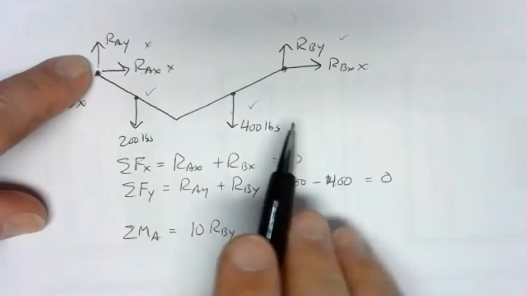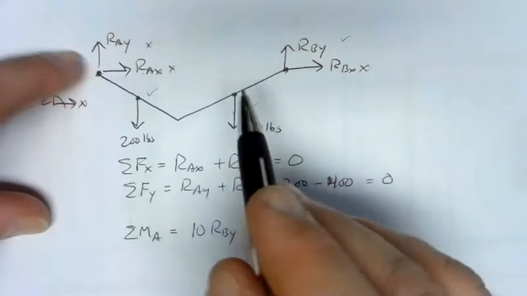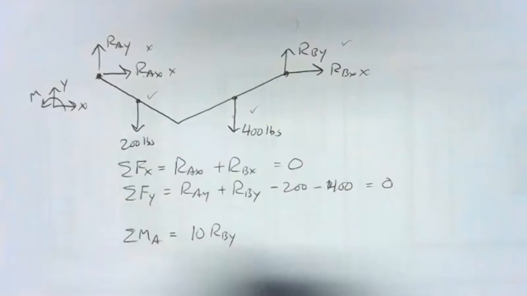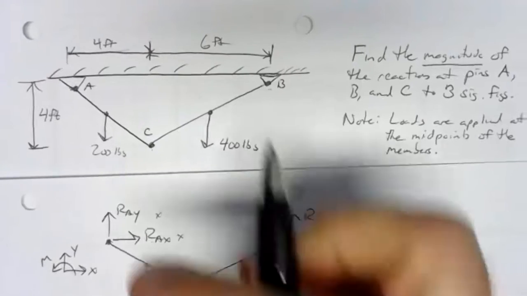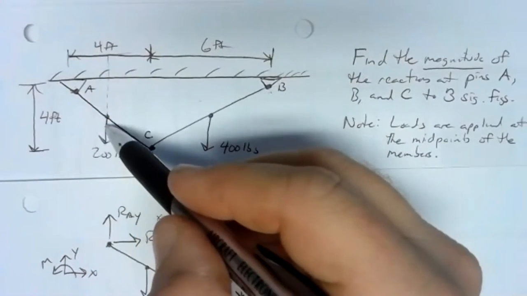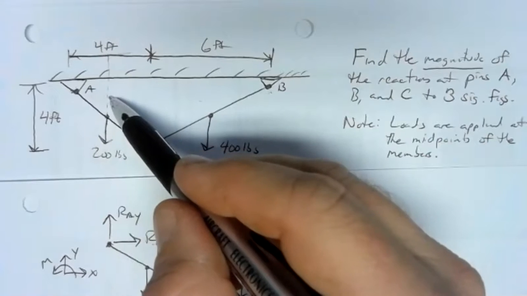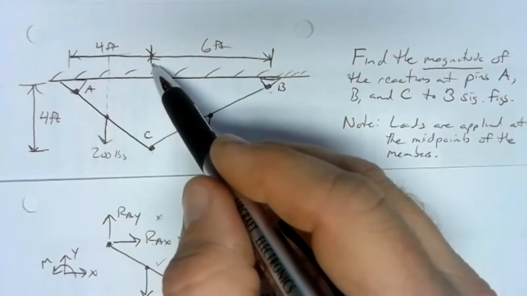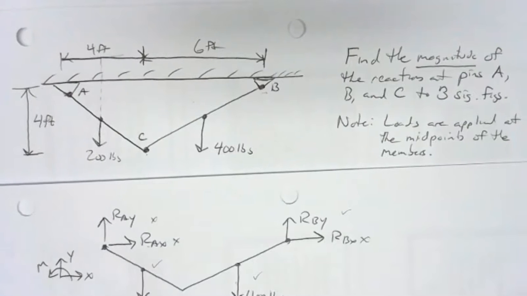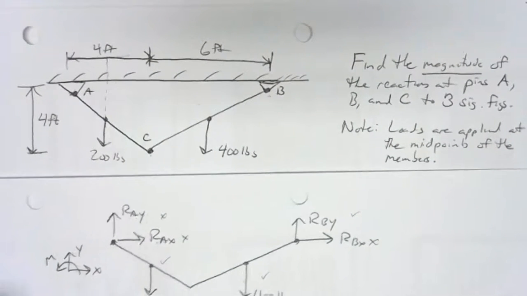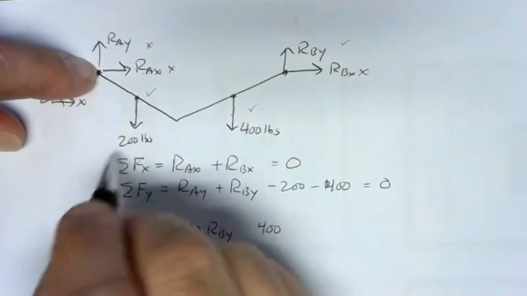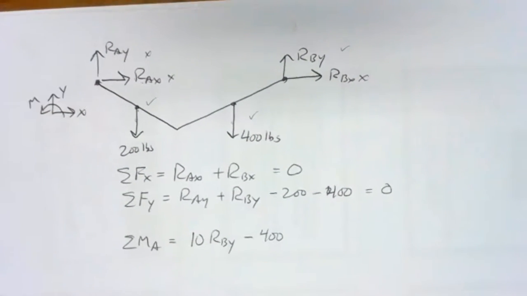If we're pinned at A and pulling up over here, that would be a counterclockwise moment, and those are positive. For the 200-pound force, remember we need the distance between the pivot point and the line of action of the force. From the pivot point to the line of action, that's half of this 4-foot distance, so that's 2 feet. So 2 feet times 200, that's 400 foot-pounds. Pulling down, pinned at A, that's clockwise, so it's negative.